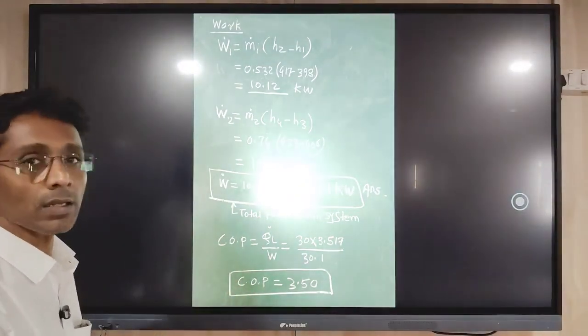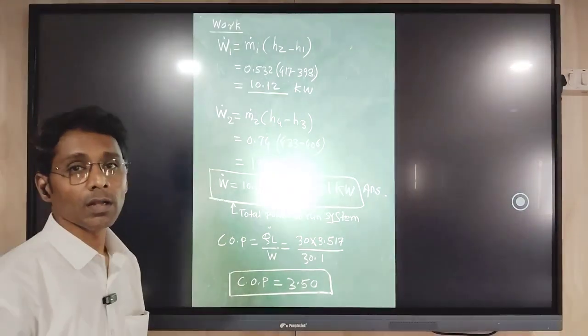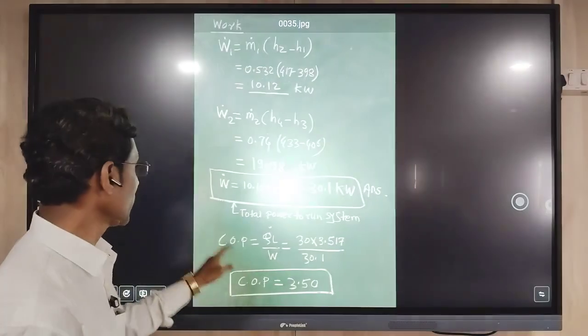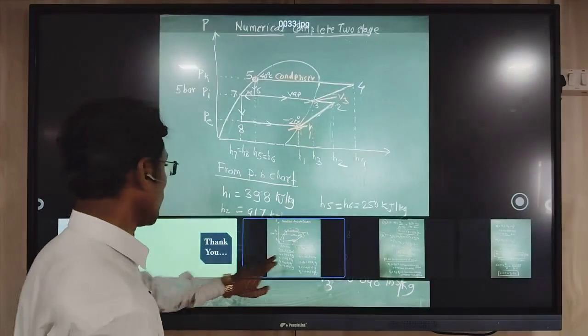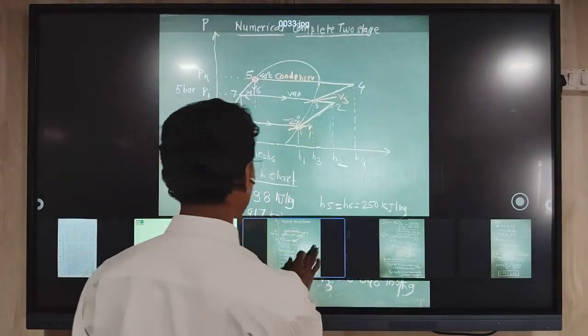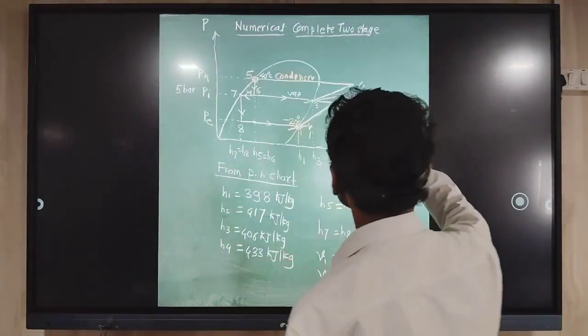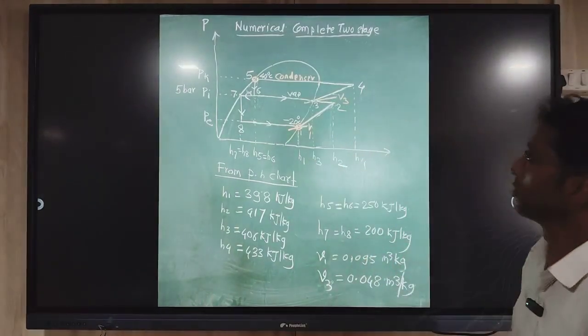Now in some numericals, you may be asked to find the volume flow rate. To find that, we need to use the formula, and first of all find the values of specific volumes.